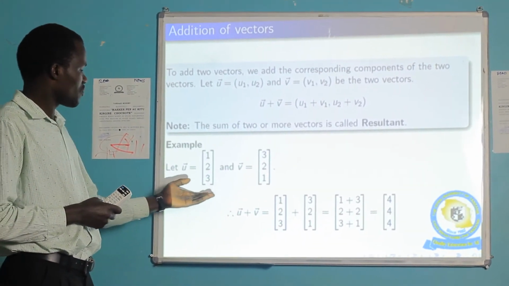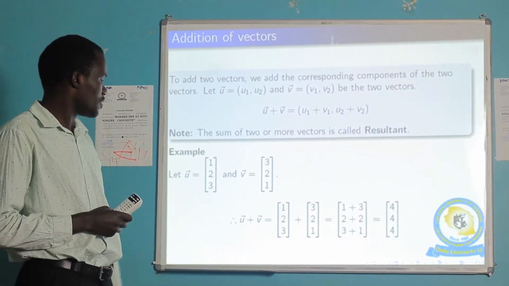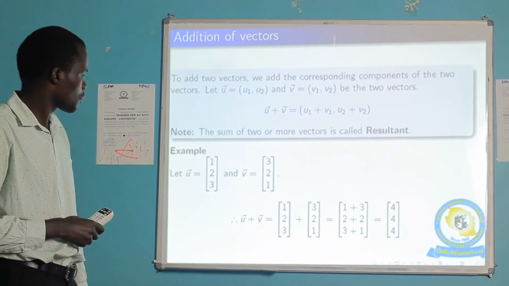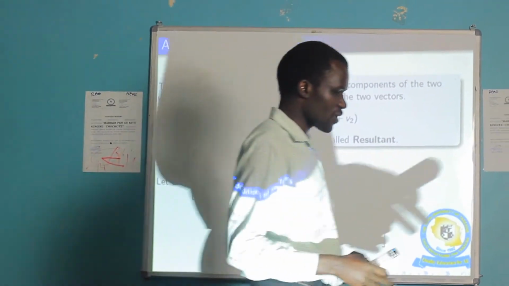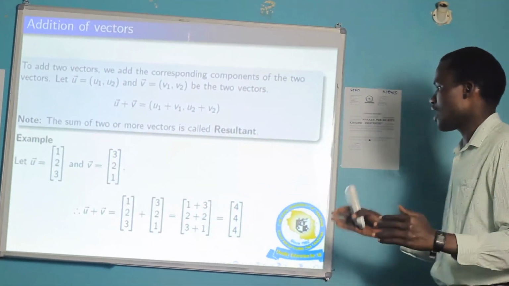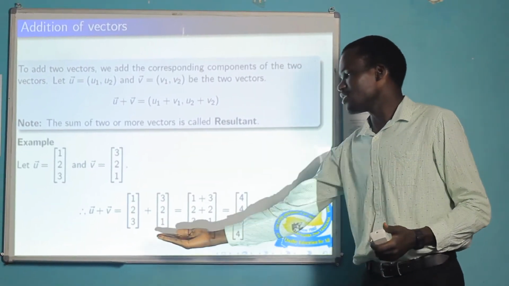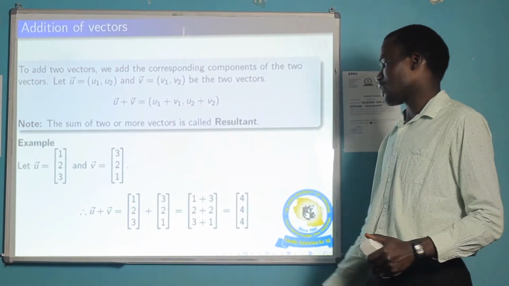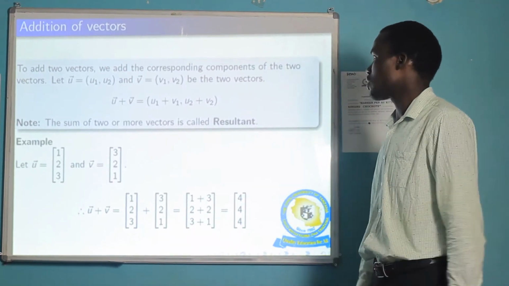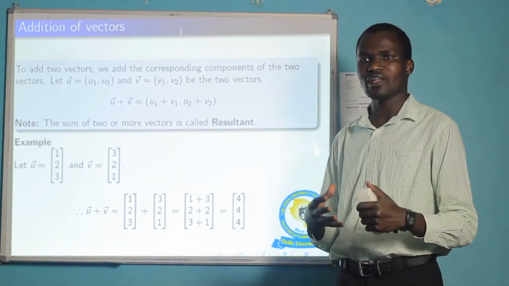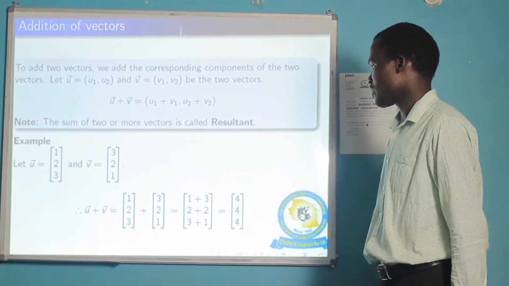For example, we have two vectors here, u and v. This vector and this vector. So we are asked to find the sum of these two vectors. To add these two vectors, as I have told you from the definition of adding two vectors, is just adding the corresponding components of the vectors.